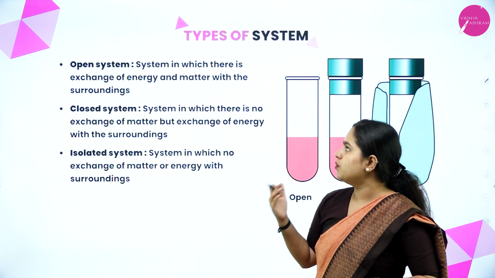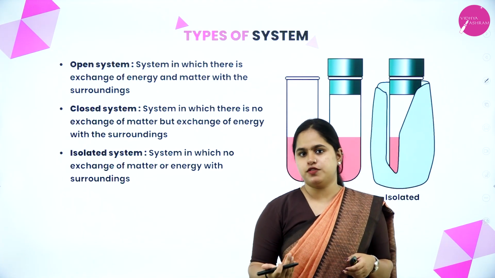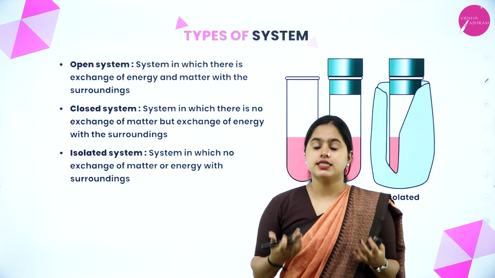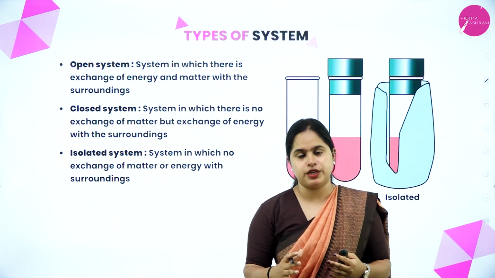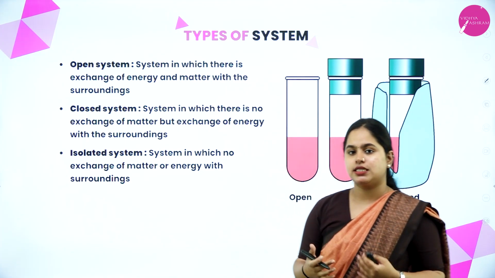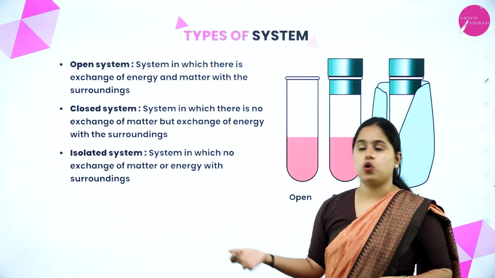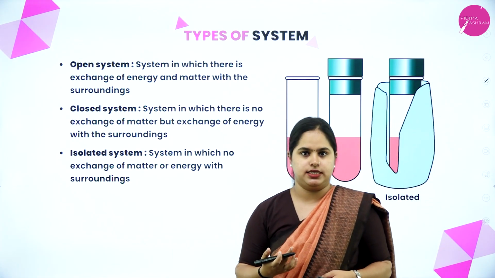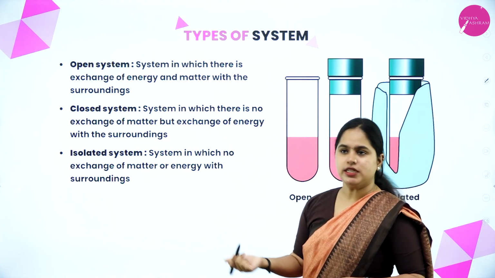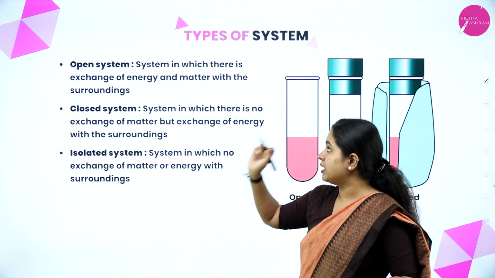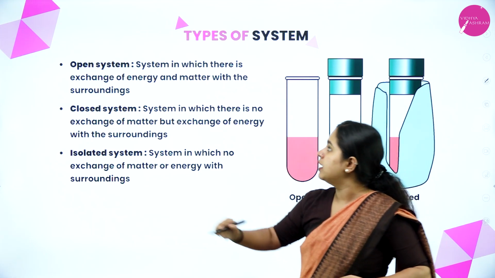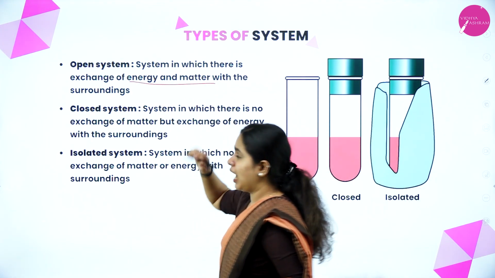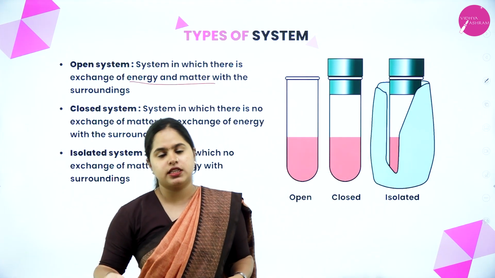Now moving on to different types of system. What is a system? It is that portion of the universe which is under observation. There are different types of system as well: open system, closed system and isolated system. The first one is open system, a system in which there is exchange of energy and matter with the surroundings.